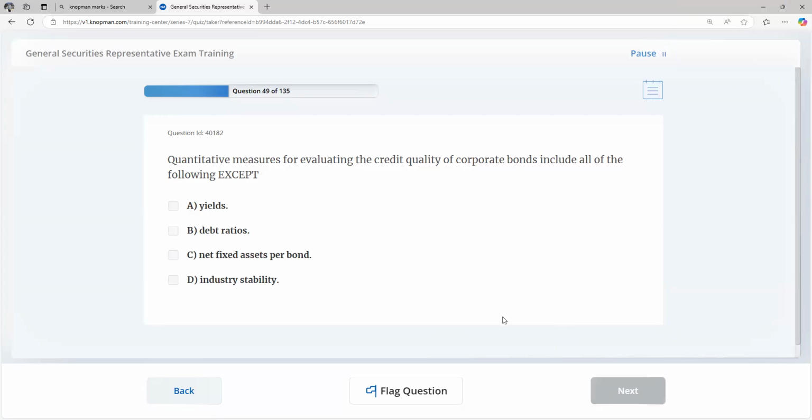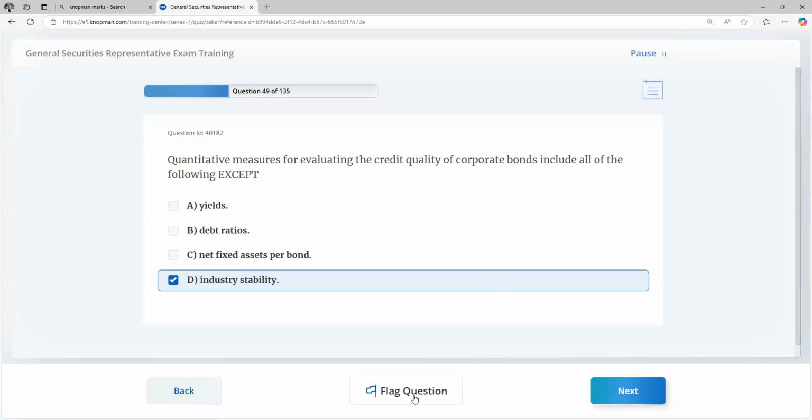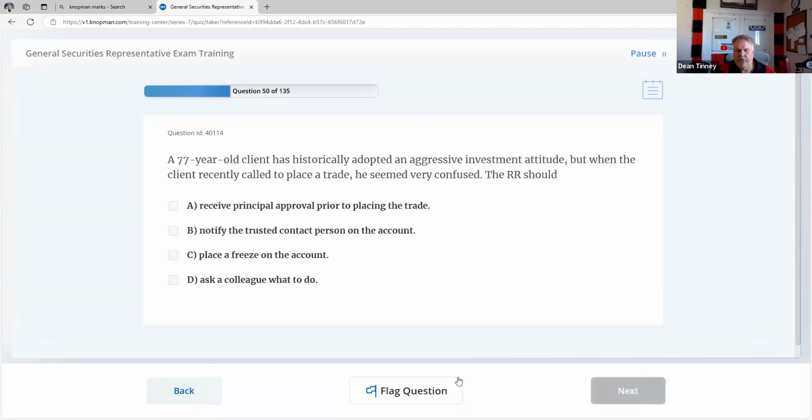I think it's industry stability, because all the other things. Yeah, okay, we'll see. I'm not sure if I want that one or yields, all the following except. So yeah, that's a tough one. Flag that and find out.